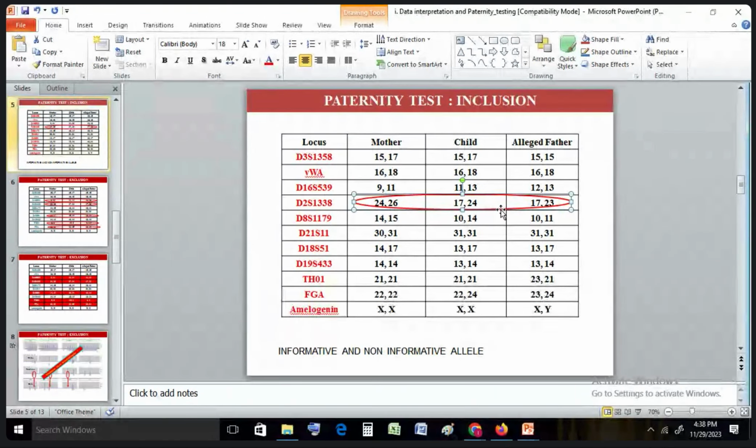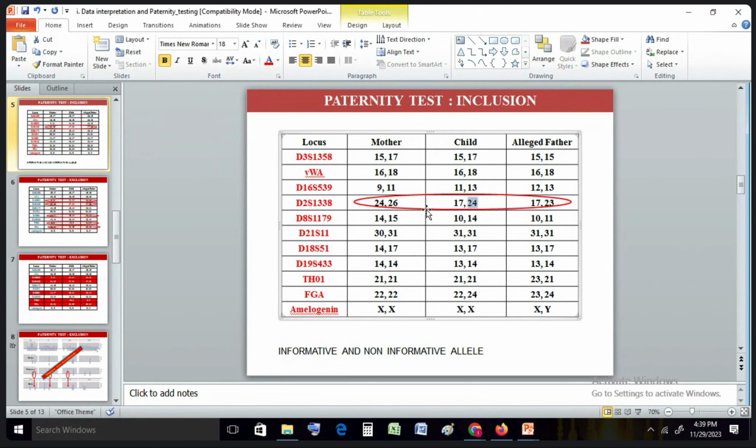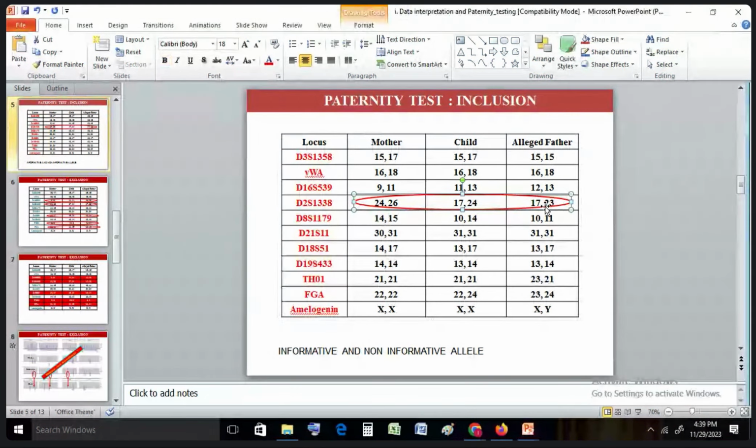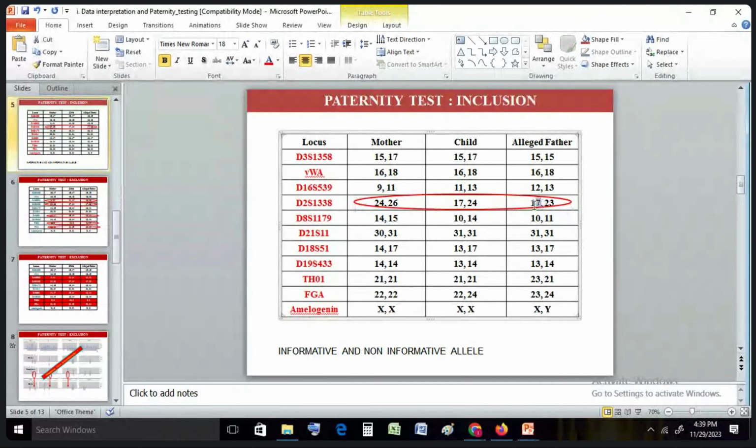That's why you need a confirmed biological parent. This 24 must come from this mother, because 17 is not present in the mother. The source of 17 obviously is not the mother. 24 must come from the mother. Now this 17 must come from the other guy, and in this case the other guy also carries 17. So it is a match result.